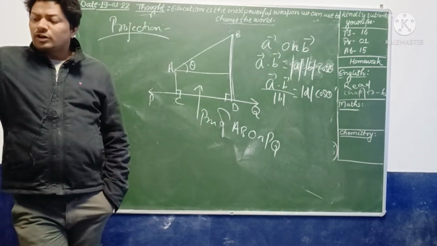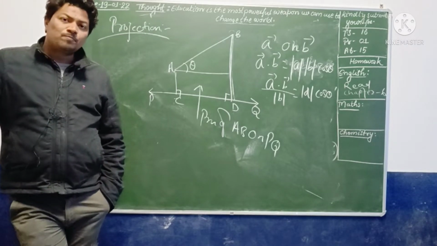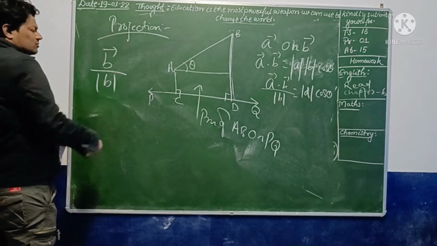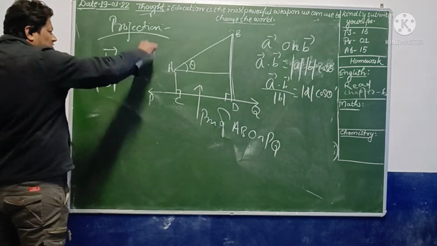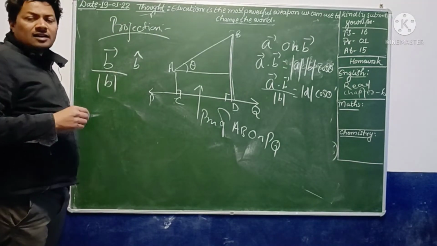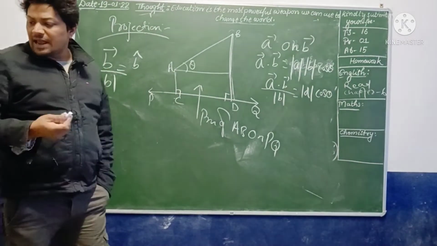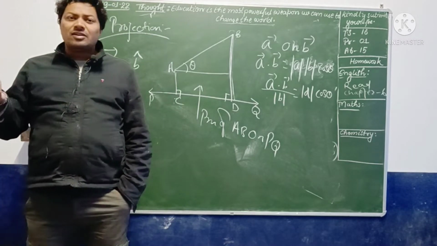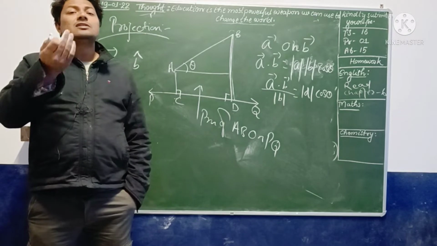So simply if you go for B divided by modulus B, this one is the unit vector. This is the formula for calculating the unit vector. So B cap, where B cap is a unit vector, and everybody knows about the unit vector. Unit vector shows only the direction.